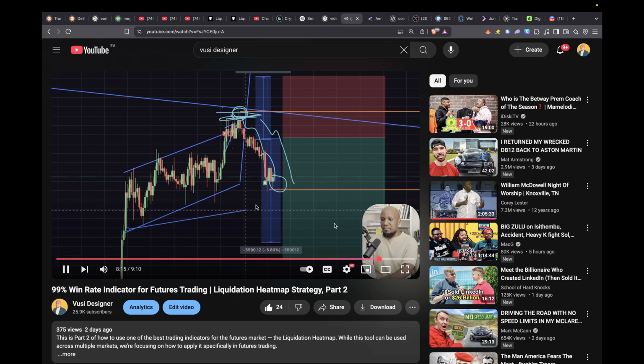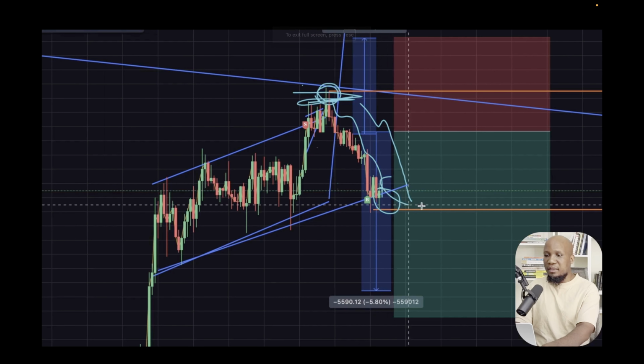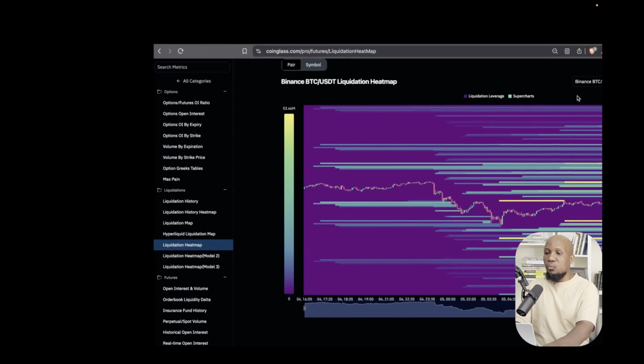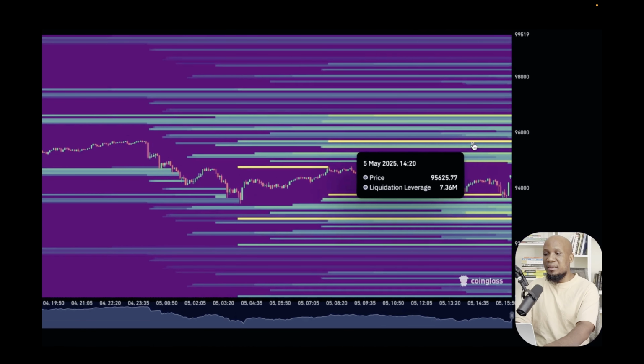So if the market can respect this price here, then we are most likely will see the market returning from here and going up to this direction, which is why this correlates with this key level here that we're seeing here on the liquidation heat map, that the market most likely will go and touch that.